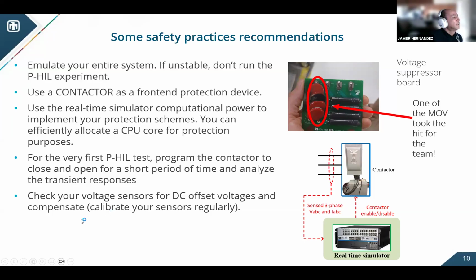And also, check your voltage sensors for DC offset voltages, and try to compensate for that, or calibrate your sensors regularly, guys. I'm going to show a case where we had DC offset presence. We didn't realize it, and because we keep the contactor on for a short period of time, we didn't let the unstable behavior damage any of the devices, okay?